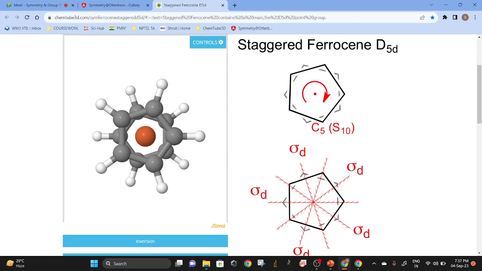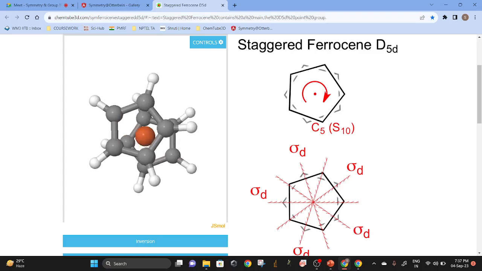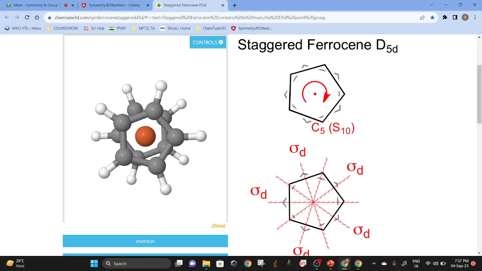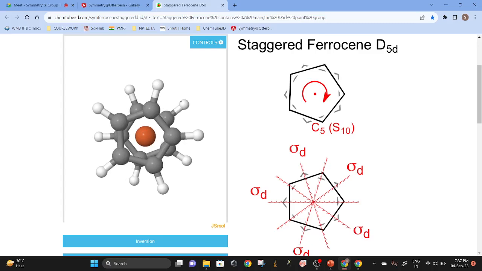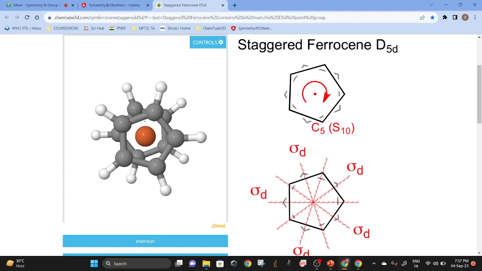So this angle, can you see my cursor? This angle will be how much? The angle between these two was 72, 360 by 5. So it is half of 72, or 360 by 10, 36. So you have to rotate it 36 degrees and then reflect it. That is S10. So it is S10. You got it?